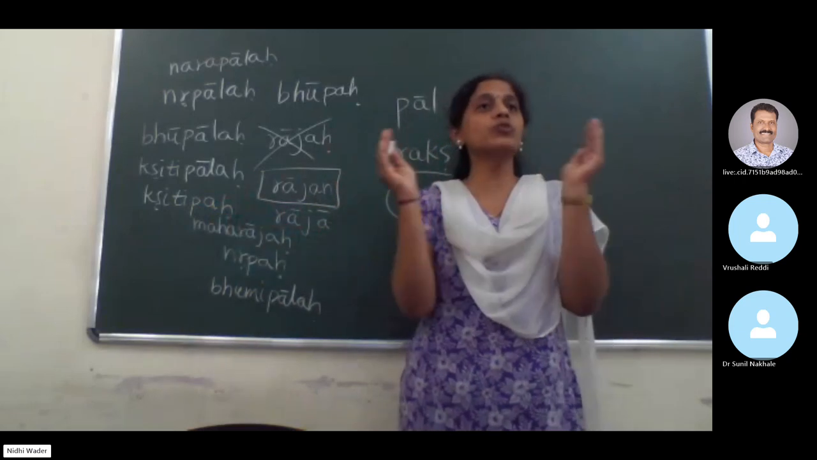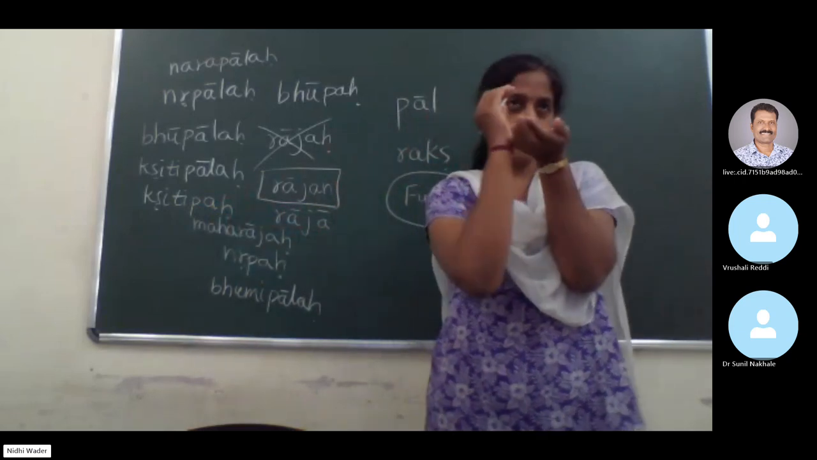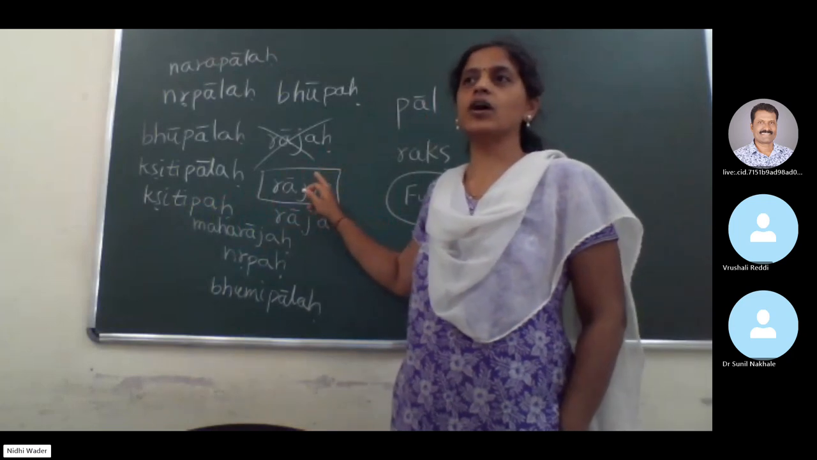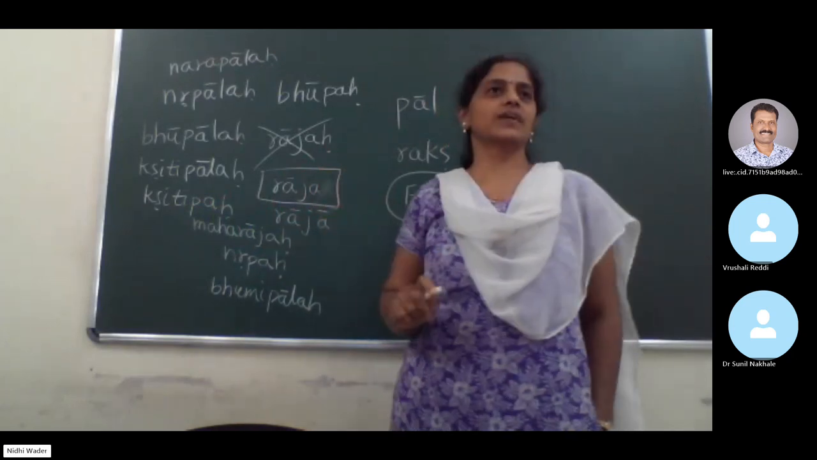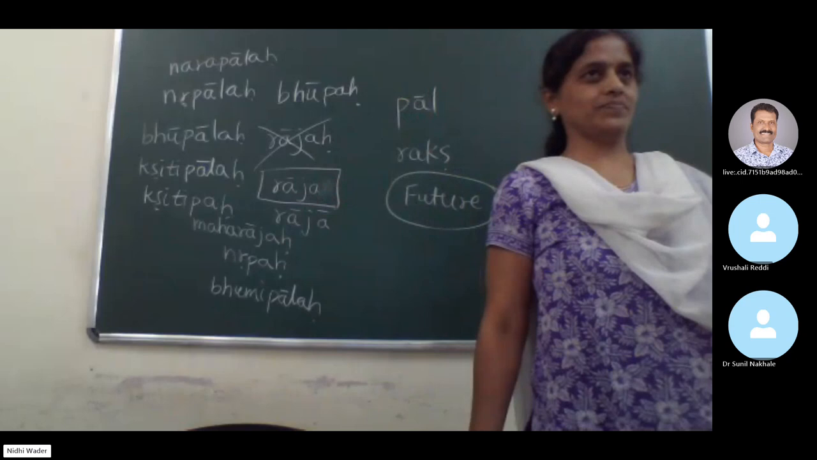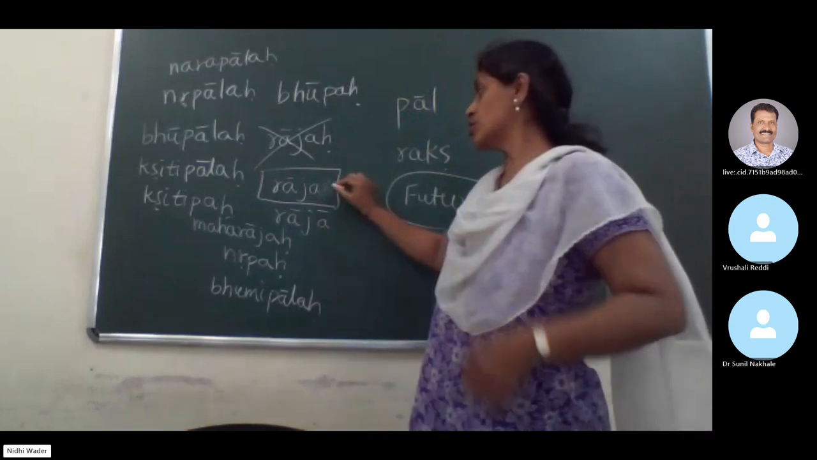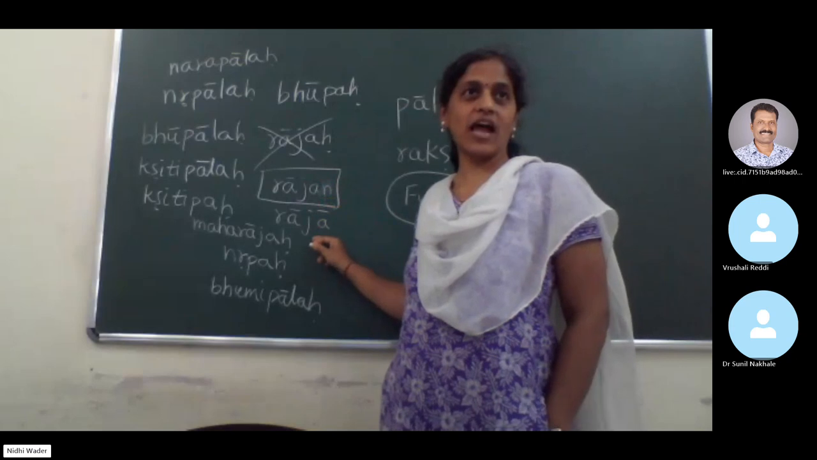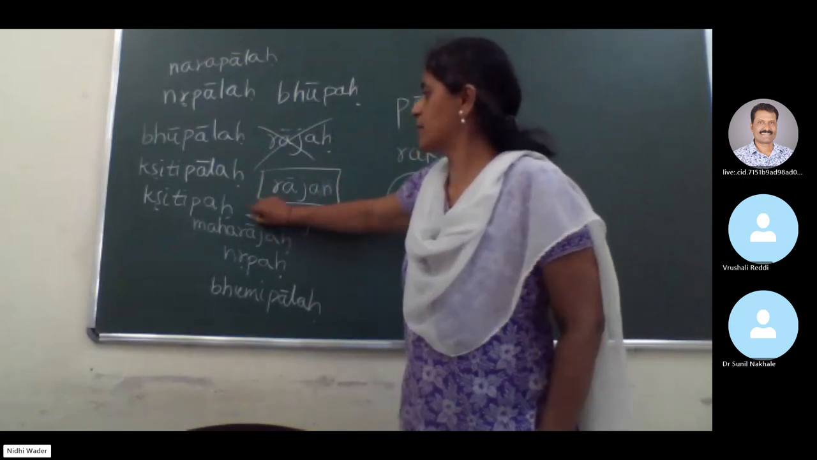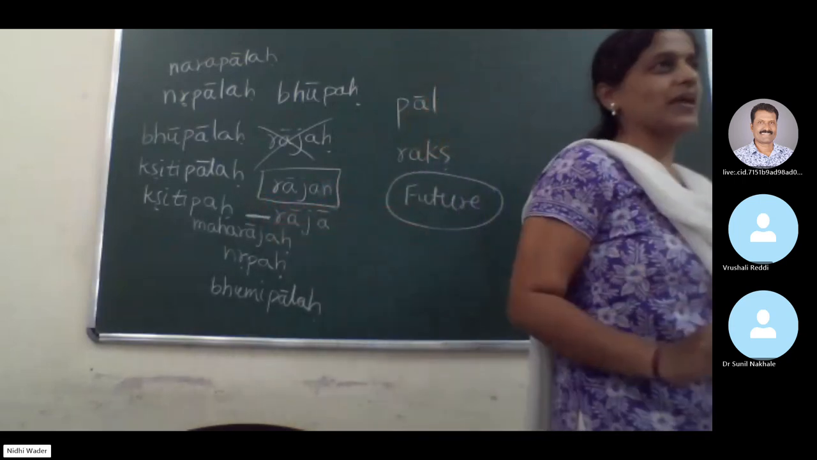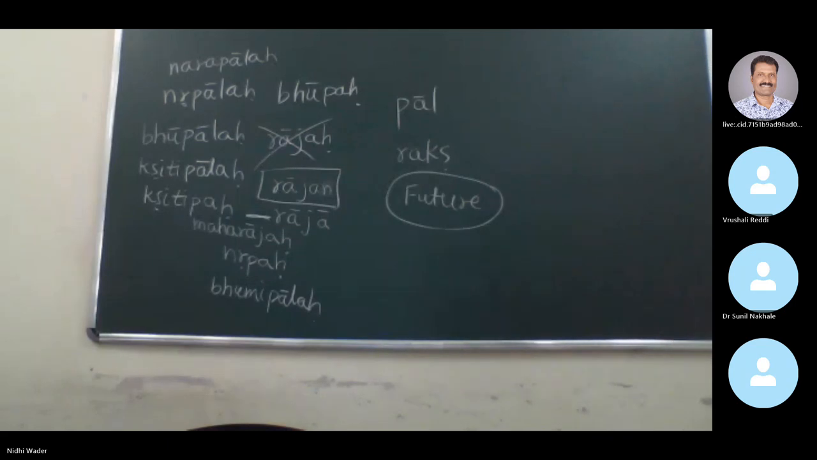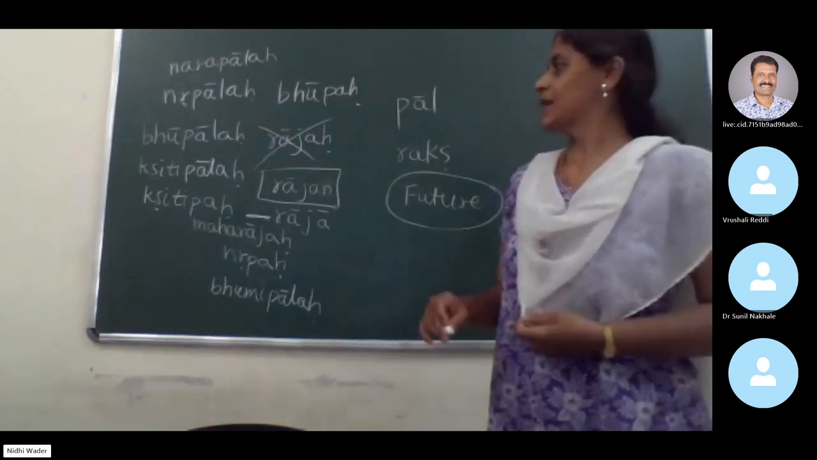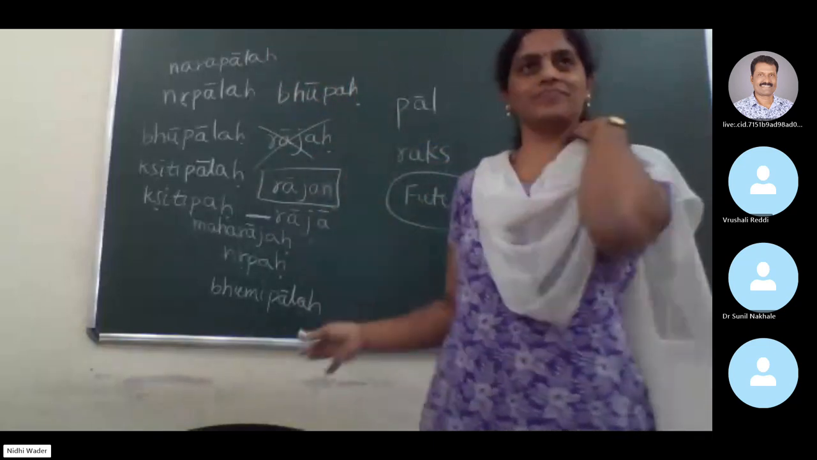This is a compound word, and there are two words coming together. In the compound, Rajan changes to Raja, ending in A. That's the rule. So if you are using only Raja, Rajan, only Rajan, then Raja. But if you add anything before that, all the words will be ending in A. Got it? So choose any of them.